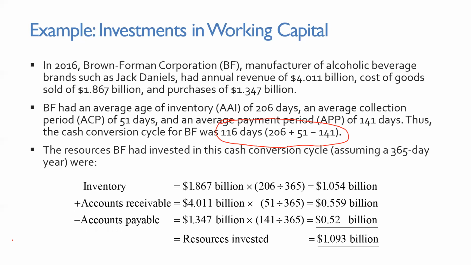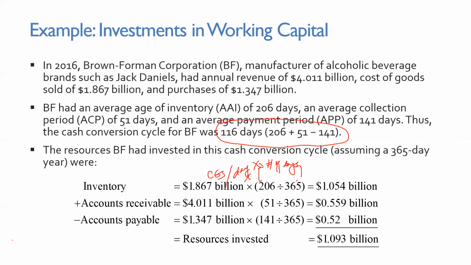Now, how much is the net funds that are stuck in working capital, because it's taking 116 days for them to convert their inventories into cash? We can estimate the total amount of resources invested. For inventory, it can simply be computed as cost of goods sold times, basically you get the cost of goods sold per day, right? And multiply it by the number of days inventory.